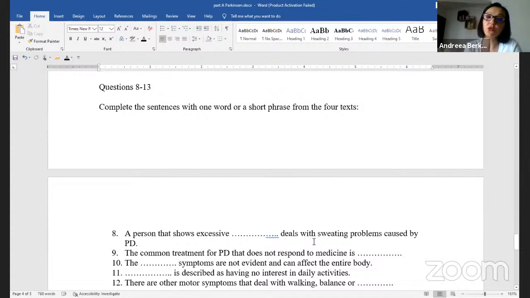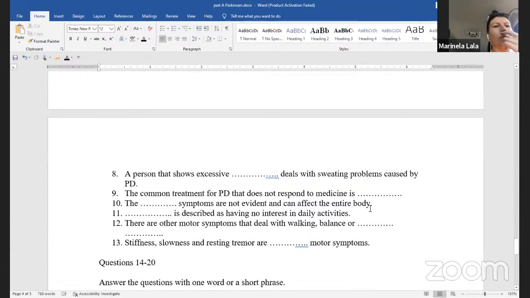So questions 8 to 13, you have to complete the sentences with 1 word or a short phrase. A short phrase means that you have to use no more than 3 words. If it's longer than 3 words, then it's not short anymore. There might be answers, but very, very rarely, where you will have 4 words, but one of them might be a preposition or a conjunction. So you basically don't have the possibility of shortening the answer to 3 words. But mostly, a short phrase means 3 words.